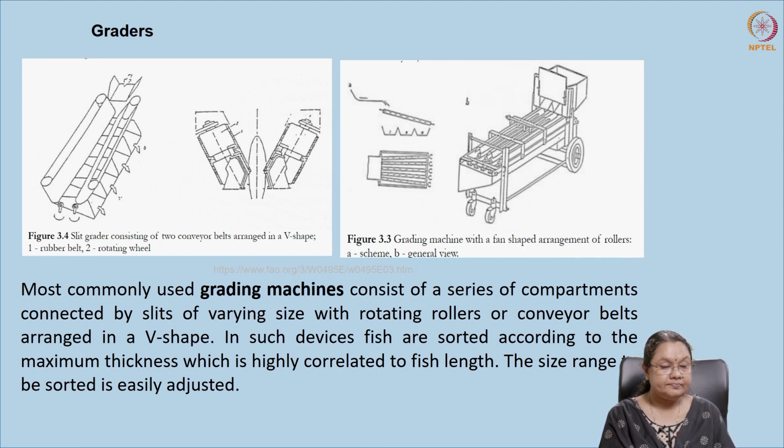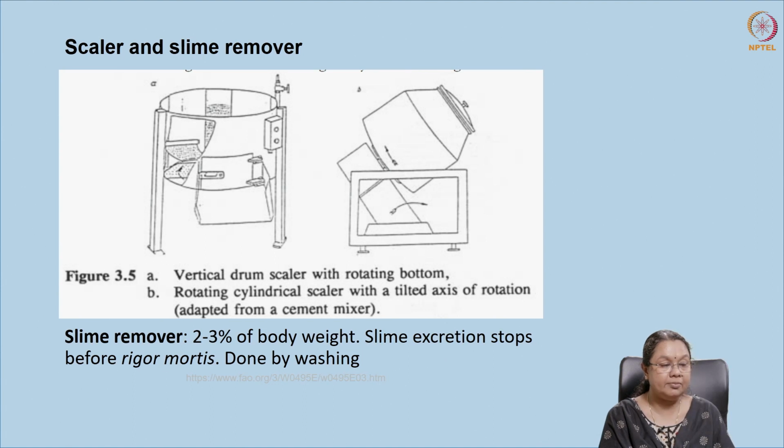And this is a scaler or slime remover. It's more like a cement mixer. This was developed from that idea. You will find here one is a vertical drum scaler with a rotating bottom, and this one is a cylindrical scaler. So it is like a cement mixer, which is positioned at a tilted angle. And in the slime remover, the fish is put in the drum and it is washed along with water. So it helps in removing the slime. 2 to 3% of the body weight is slime, and that needs to be removed. Slime excretion stops immediately after rigor mortis. The slime needs to be removed, and it is done using washing.